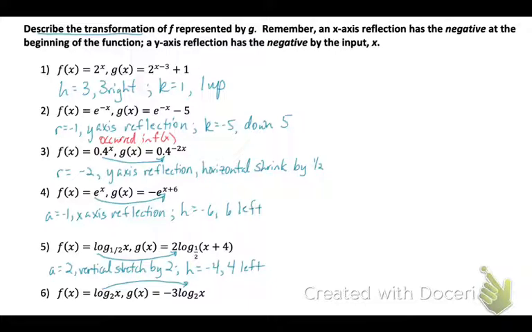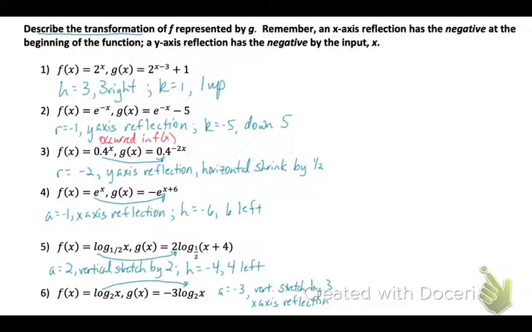And then finally, one last log equation. So log base 2 of x, and then it's been shifted. We have negative 3 log base 2 of x. So we have an a value of negative 3. So that is a vertical stretch by 3, and then an x-axis reflection.